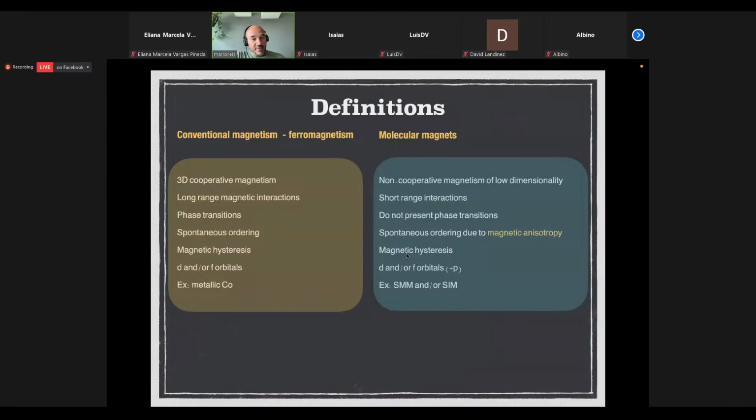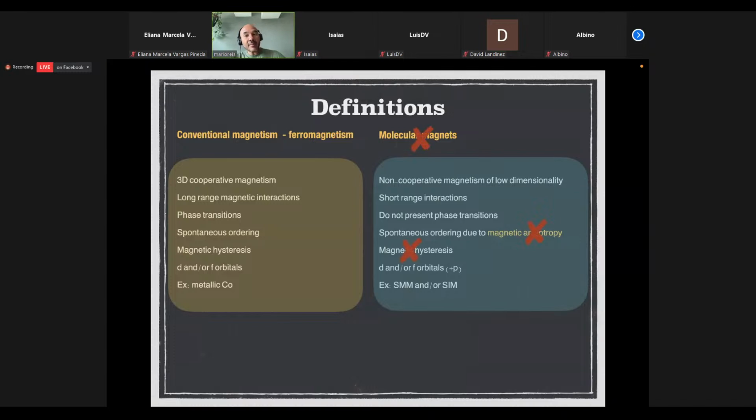However, I'm discussing the molecular magnets. They are usually named single molecule magnets when it's the case of a molecule. When it's the case of an ion, it can be a single ion magnet. When the anisotropy is quite high for one single ion, it behaves like a magnet, the single ion, because of the magnetocrystalline anisotropy.